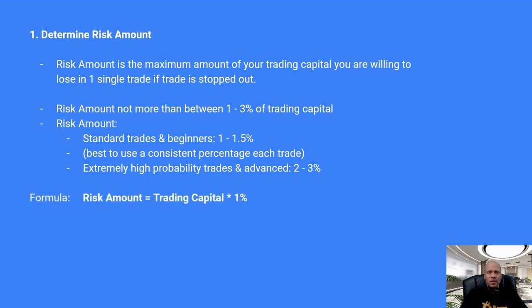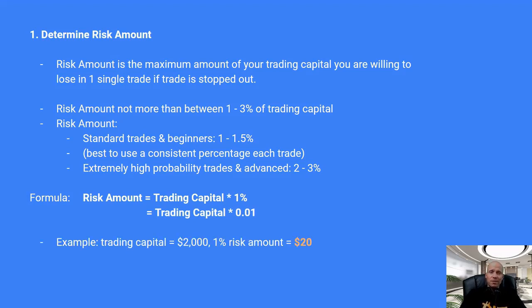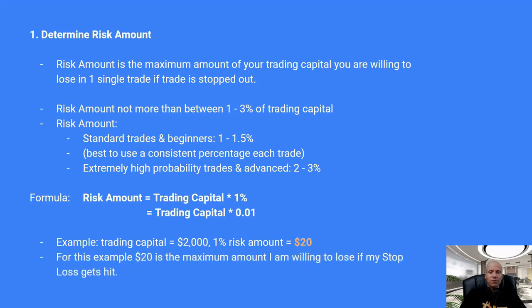The formula to calculate your risk amount is trading capital multiplied by 1%. Or if you find it easier to type in your calculator, you can also calculate it by multiplying trading capital with 0.01. For the example in this tutorial, we assume a trading capital of $2,000. And 1% of 2,000 is a risk amount of $20. So for this example, $20 is the maximum amount that I'm willing to lose if my stop loss gets hit.